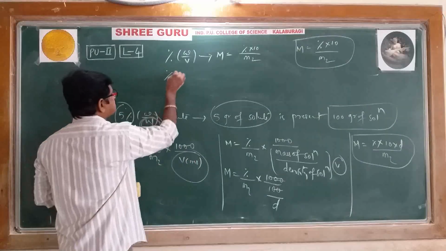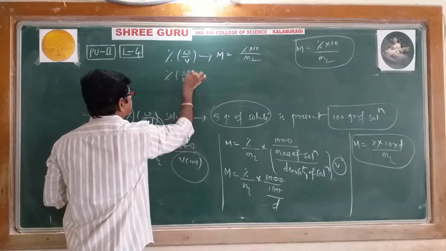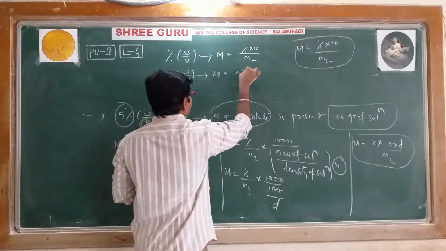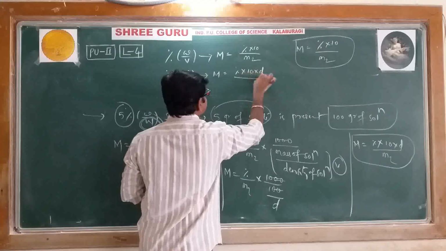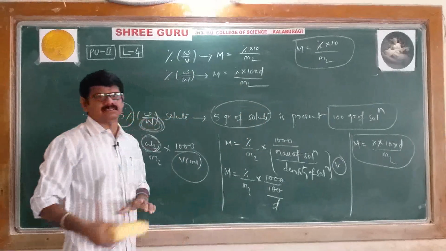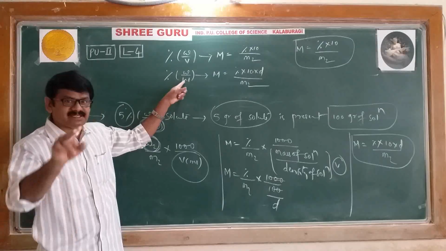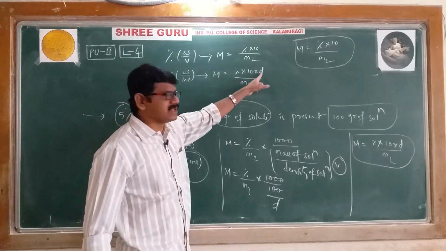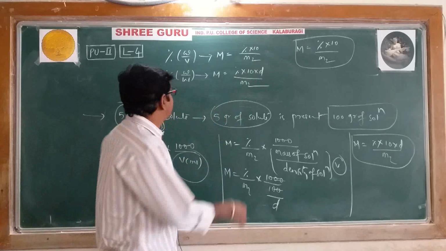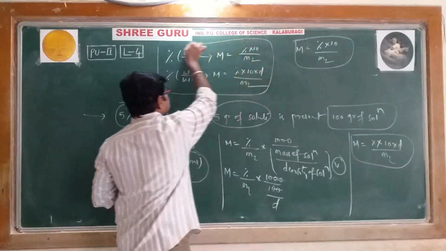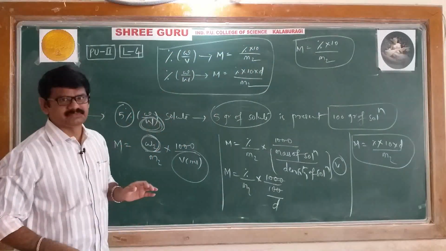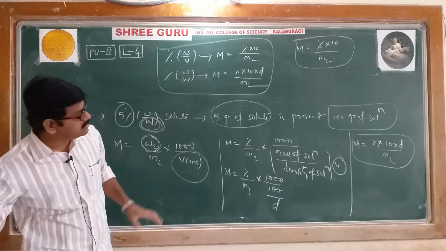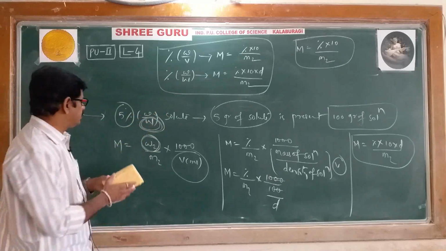Okay. Suppose percentage W by W is given, then how to find the molarity? Percentage into 10 into density divided by molar mass. Why? Because here the volume term is not there, while in molarity the volume term is there. That's why we are using a density factor. These two formulas you have to remember carefully. Now based on these formulas we'll solve some problems, based on this second formula.